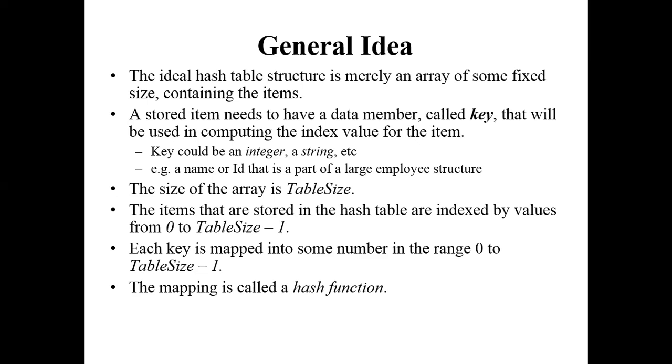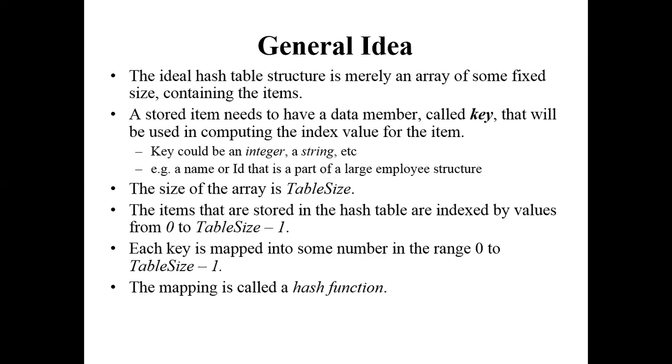The general idea of a hash table is an array of some fixed size, and we will have items which are going to be stored in the hash table, called a key. The key could be an integer, a string, or anything. The array size will be the table size. The items in that hash table will be indexed starting from 0 to table size minus 1, similar to how in an array we give the subscript value from 0 to n minus 1.